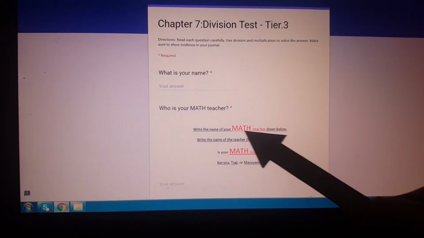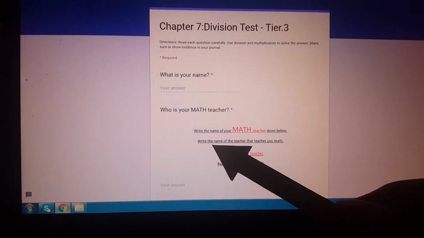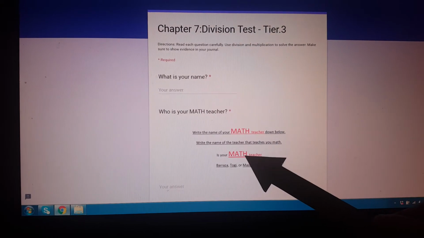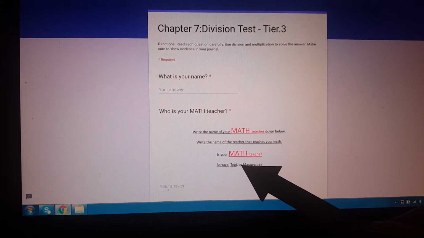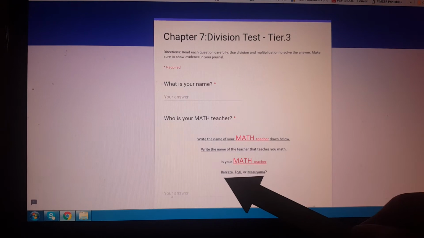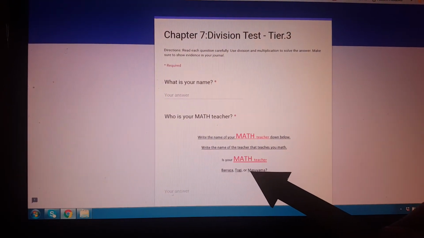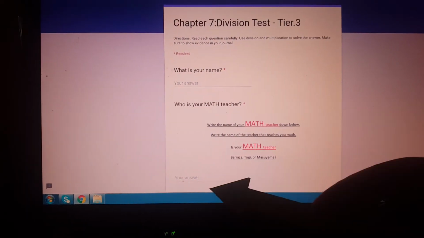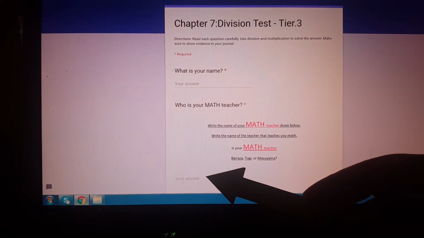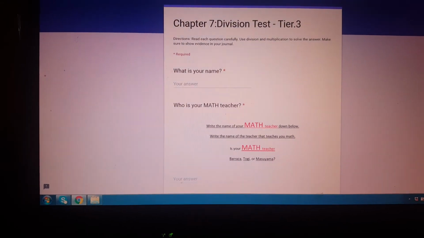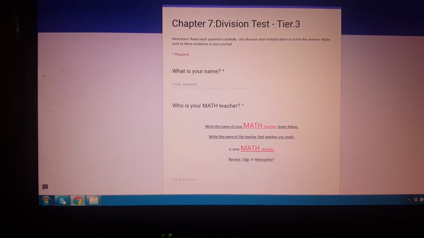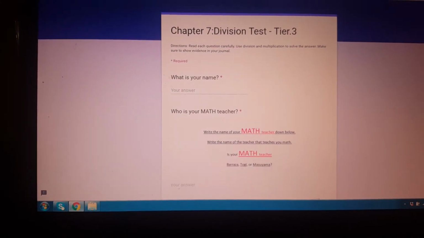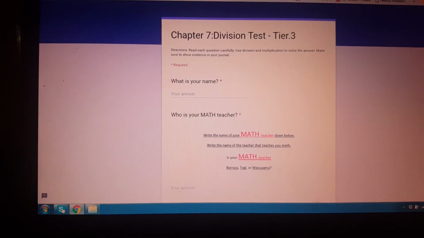Write the name of your math teacher down below. Write the name of the teacher that teaches you math. Is your math teacher Baraza, Togi, or Masuyama? You just have to write Baraza, Togi, or Masuyama right over here. Write it, type it in. And remember, pause the video if you need more time. This is a good time to pause if you need more time to fill these things out. You can pause anytime you want.